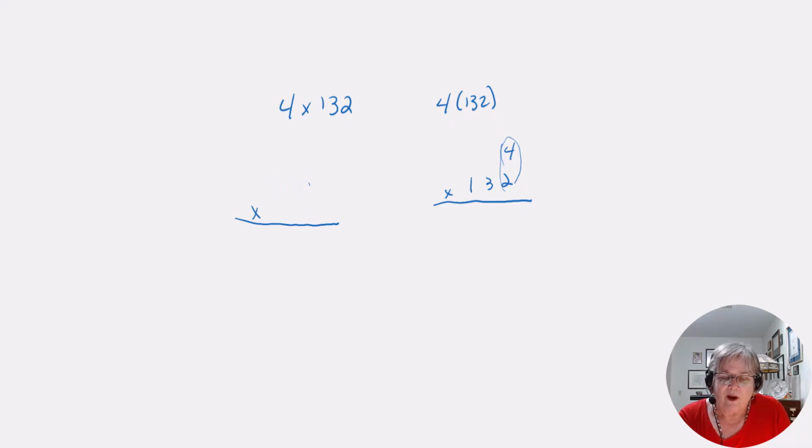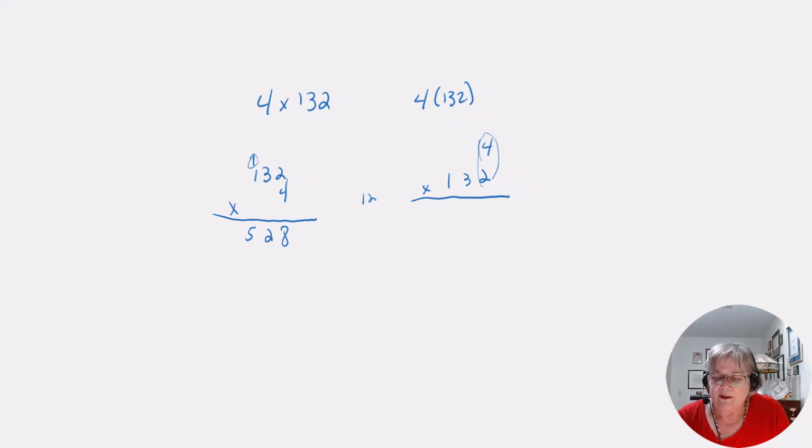So if you have 132 times 4 lined up, you start with the 4 and you multiply straight up. 4 times 2 is 8. Then you multiply a little catty corner over this way. 4 times 3 is 12. Now 12 won't fit into a single digit spot, so you put a 2 here and carry the 1 over there. 4 times 1 is 4, plus 1, this one right here, is 5. So the answer is 528.